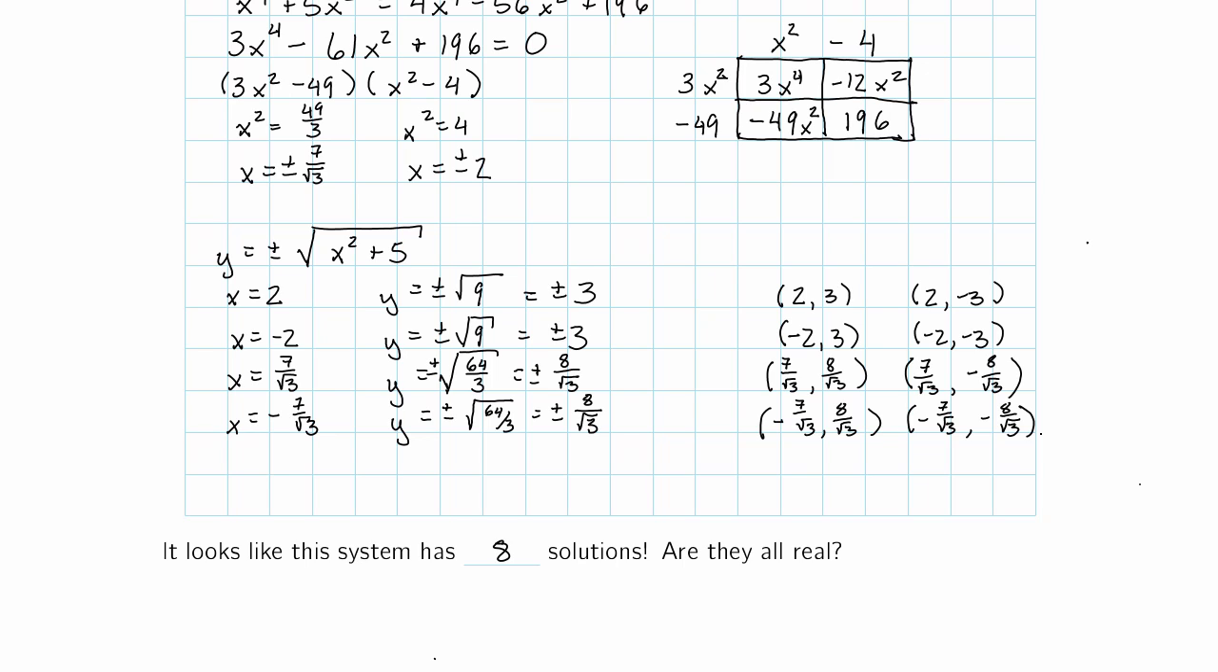Is that really true? Are all of those actually solutions to this system? We did a bunch of strange things in the process of solving that. Did any of those have the potential to introduce extraneous solutions? And how would we know if they actually did? That's what we're going to see in the next video.